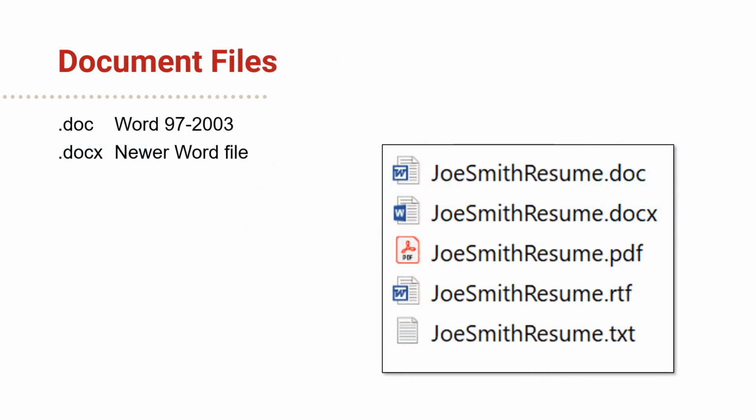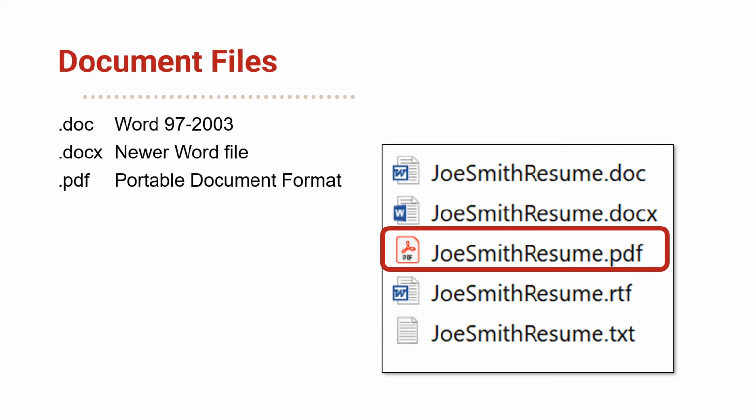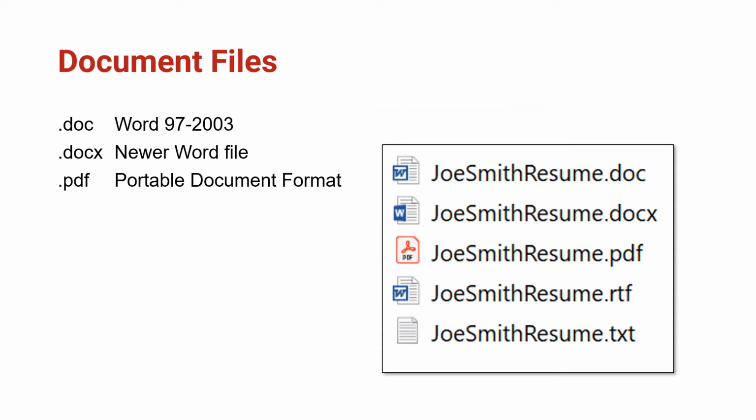Let's continue looking at Joe's resumes. A PDF file, shown with the red icon, is a portable document format file. It's a file format created by Adobe that gives people an easy, reliable way to exchange documents, regardless of the software, hardware, or operating systems being used by anyone who views the document. We'll talk more about these files later in another video, focused specifically on PDF files, because this file type is so useful.